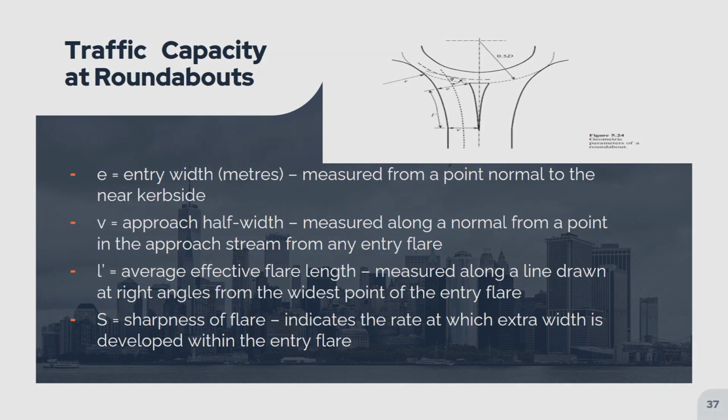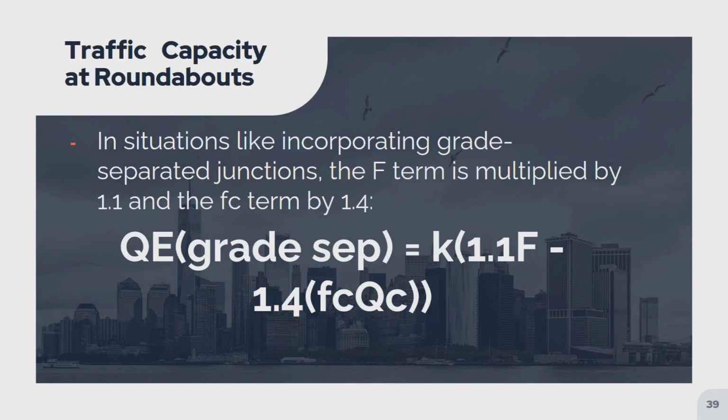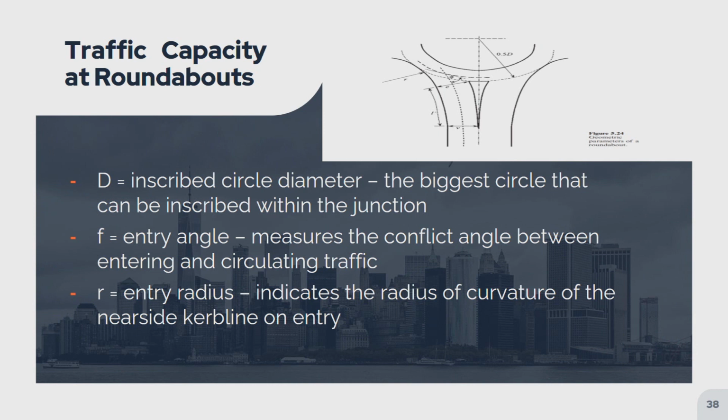D is the inscribed circle diameter, the biggest circle that can be inscribed within the junction. F is the entry angle, which measures the conflict angle between entering and circulating traffic. R is the entry radius, which indicates the radius of curvature of the near side curb line on the entry. So in these definitions, we will be using the symbols and letters in the equation that we have mentioned earlier.